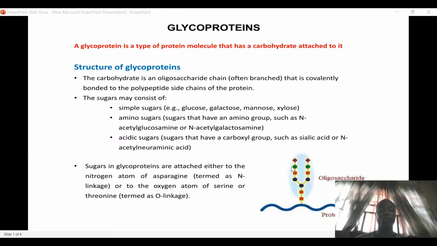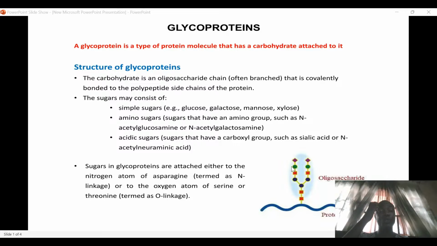An example of those simple sugars, we have glucose, we have sucrose, we have mannose. So when an oligosaccharide is covalently attached to the polypeptide chain of a protein, then you have what you call glycoproteins. A polypeptide chain of protein plus the oligosaccharides, when you have them covalently linked together, you have glycoproteins.